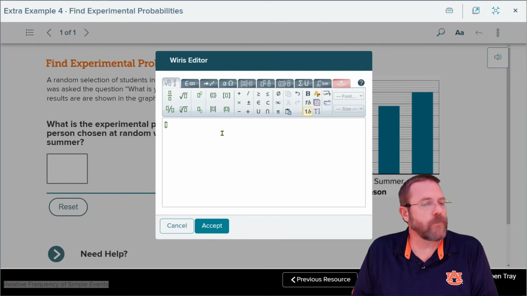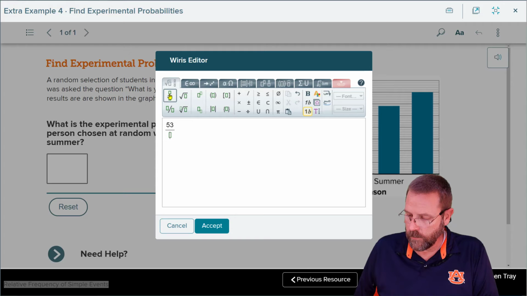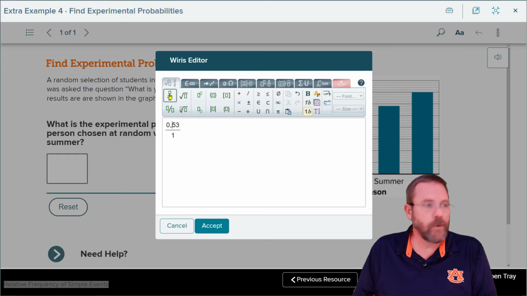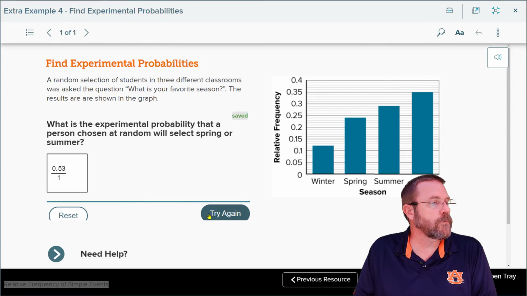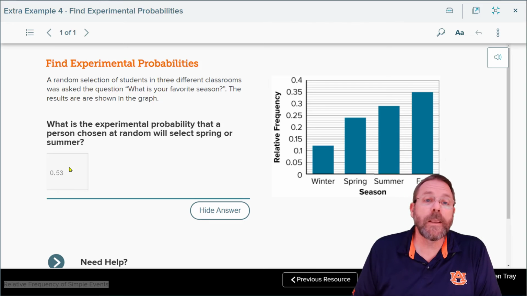They're wanting it as a fraction apparently, so we're going to give them the fraction answer, which is going to be 0.53 over 1. There's the answer we want. What do they say? Why give us a fraction box if they wanted it as a decimal? Makes no sense. Either way, y'all understand how it works now.